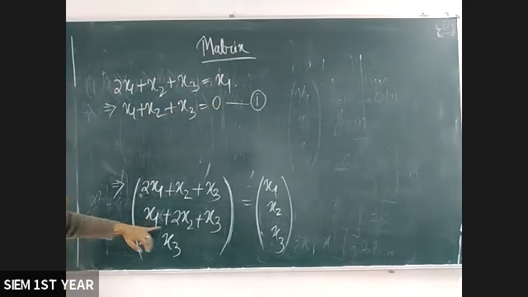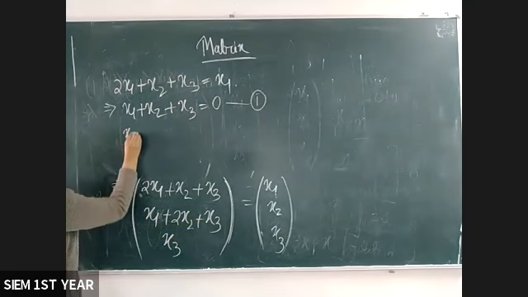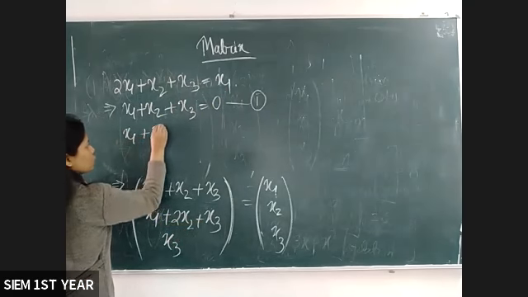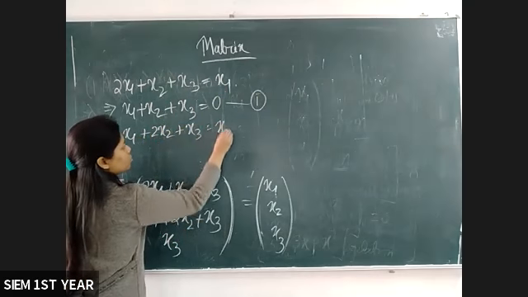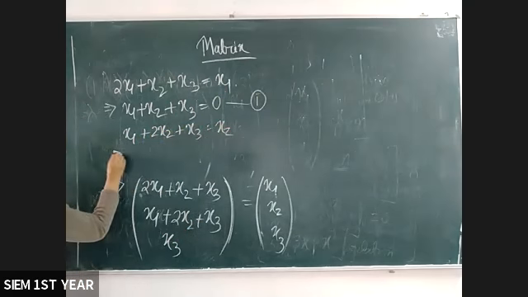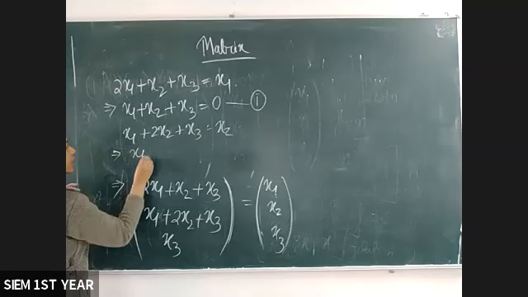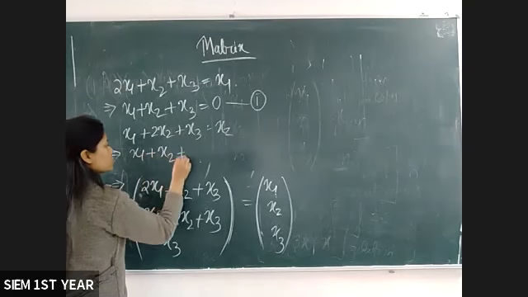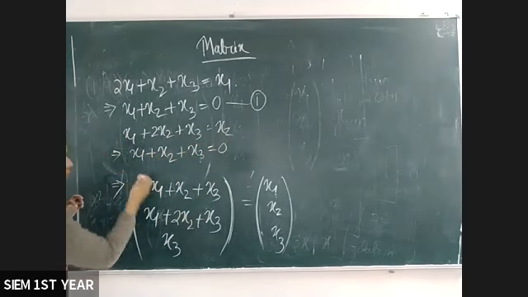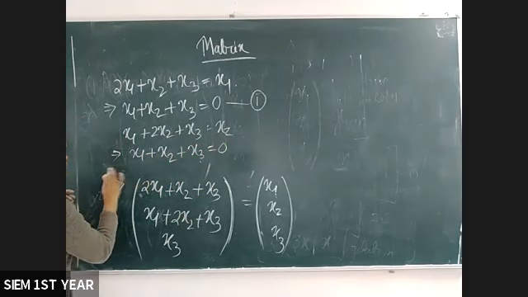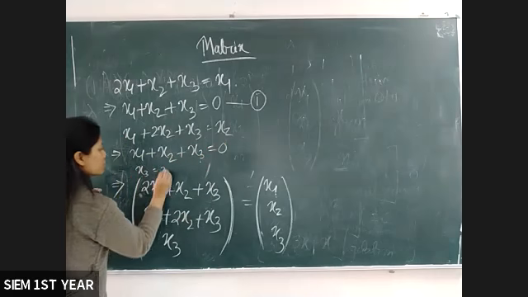Next equation: after equating, you will get x1 plus 2x2 plus x3 is equal to x2. Again, taking x2 to the left hand side, you will get again x1 plus x2 plus x3 is equal to 0. In the last equation, you will get x3 is equal to x3.